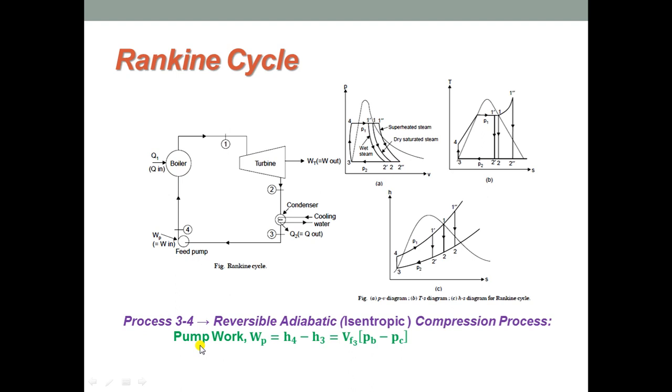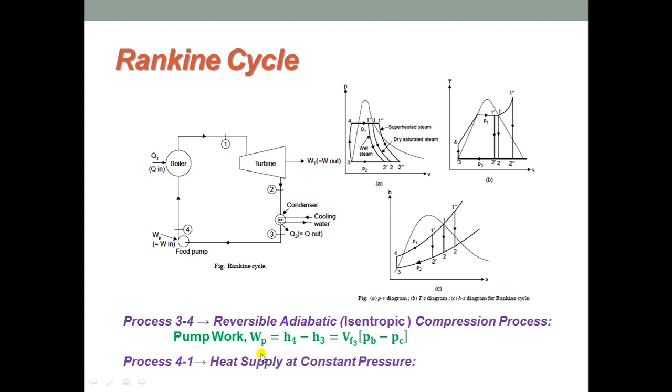The pressure is increased using a feed pump from condenser pressure to boiler pressure, that is from PC. This is PC, condenser pressure, and this is boiler pressure. So, pressure increases, as a result temperature also increases slightly, which is negligible, and we can also find out pump work using the expression Vf3 multiplied by Pb minus Pc. So, using this expression also we can find out the pump work.